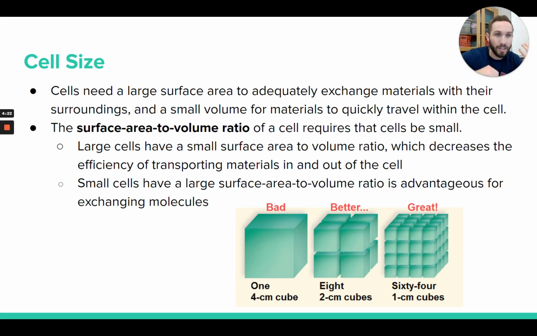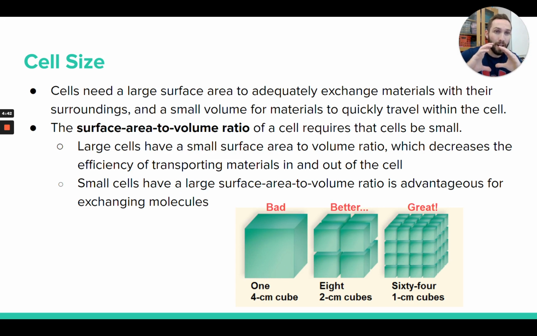A good example is oxygen. You guys are breathing in oxygen right now. It's going to diffuse into lots of cells in your body, all the cells in your body. And that oxygen is going to go across the surface of the cell, the plasma membrane. It's going to move into the cell. And again, if cells have a lot of surface, then there's a lot of places for oxygen to get into the cell, which is good.